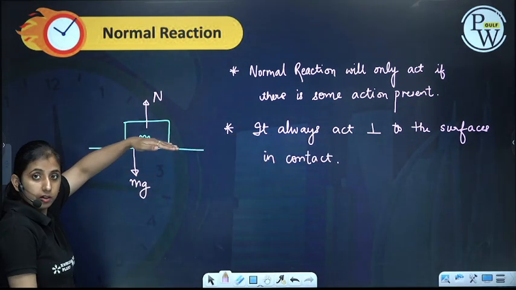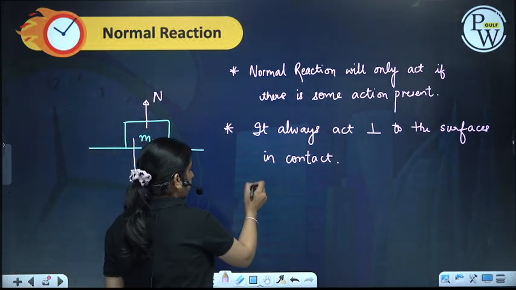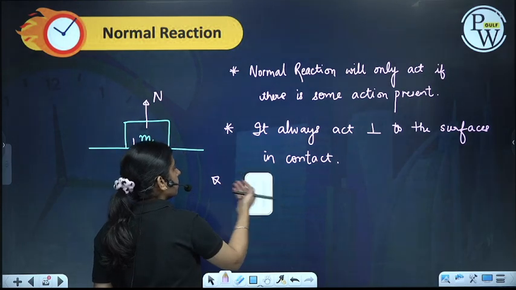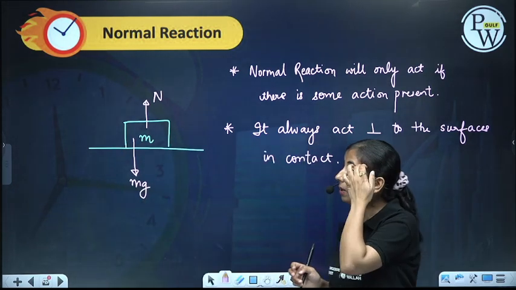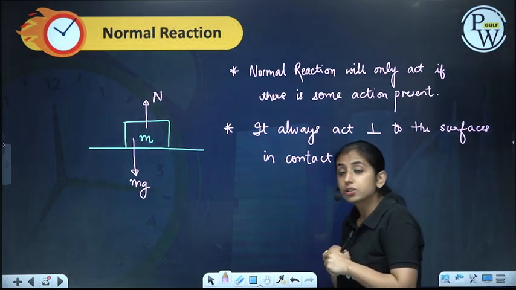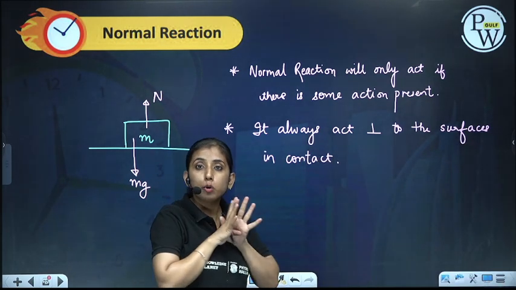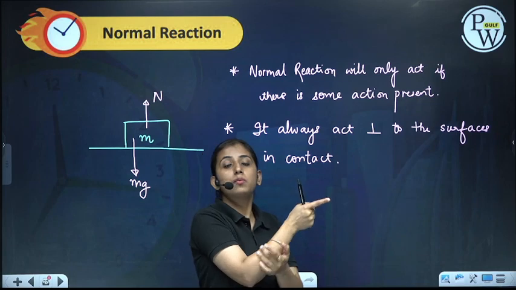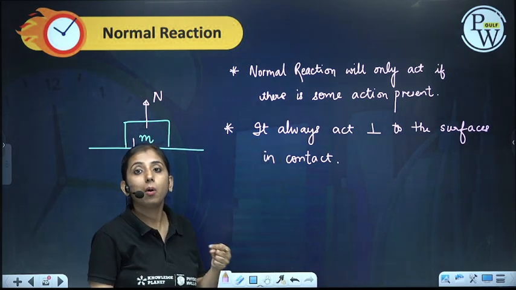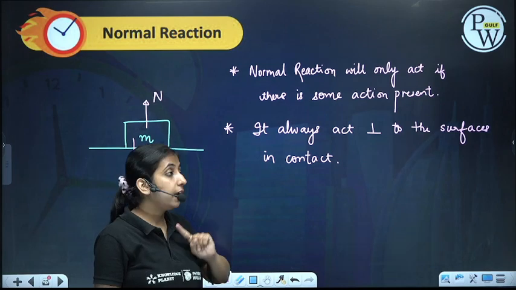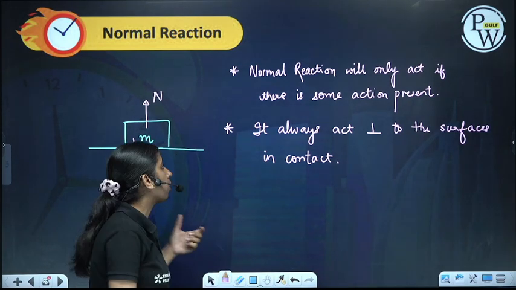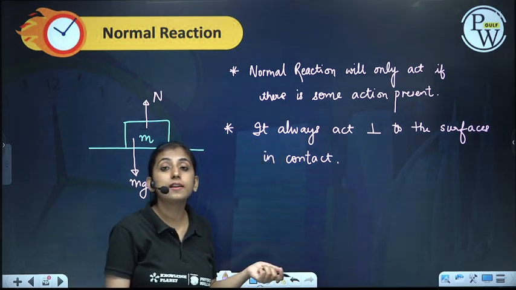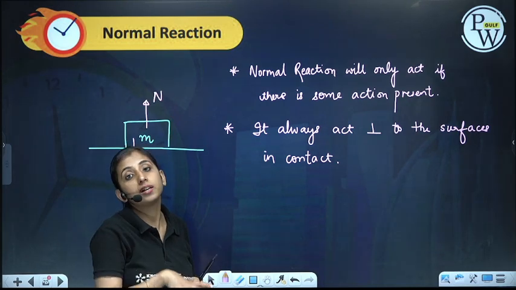Like if these two surfaces are in contact, normal reaction will be like this, perpendicular to the surfaces in contact. Whenever we have some action force, it is just like if we push the wall, wall also pushes us. Wall will push us only if we push the wall. So normal reaction exerted by wall on us will be present only if we exert some force on the wall. That's why it is called normal: normal means perpendicular, and reaction because it is a reaction force. It will act only if there is some action force.